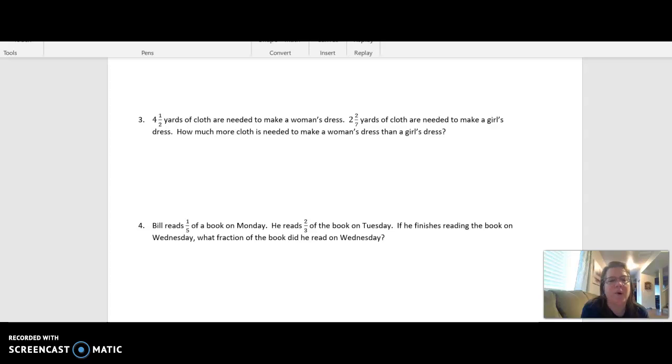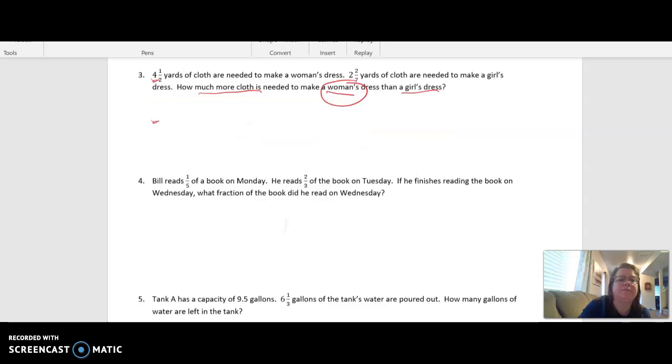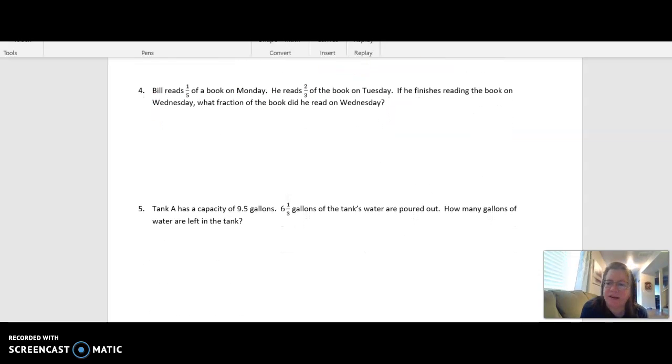Number 3, 4.5 yards of cloth are needed to make a woman's dress. 2 2/7 yards of cloth are needed to make a girl's dress. How much more cloth is needed to make the woman's dress than the girl's dress? Well, which one requires more? The woman's, right? And we can see that the women have a whole 4 and the girls only have a 2, right? So the women's dress goes on top, and then you're going to do the same thing and you're going to subtract your fractions, right? Mixed numbers here.